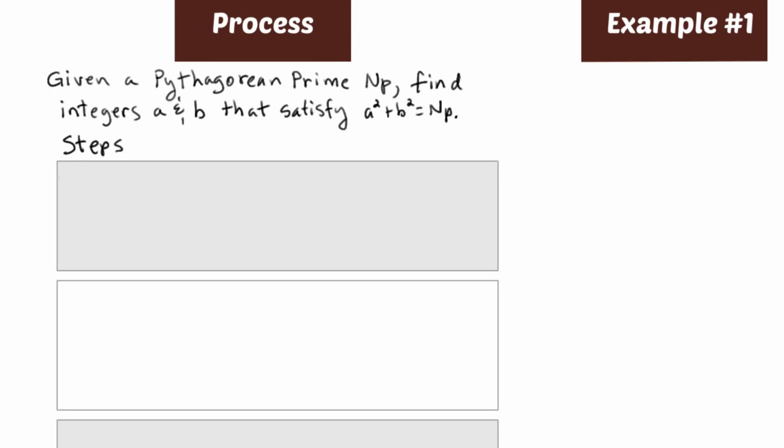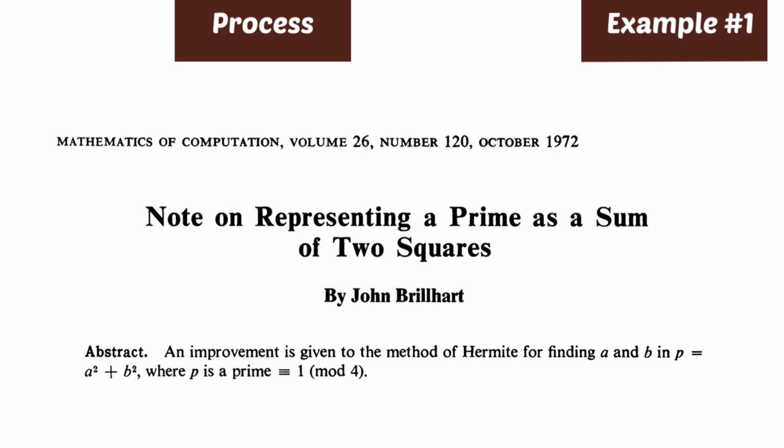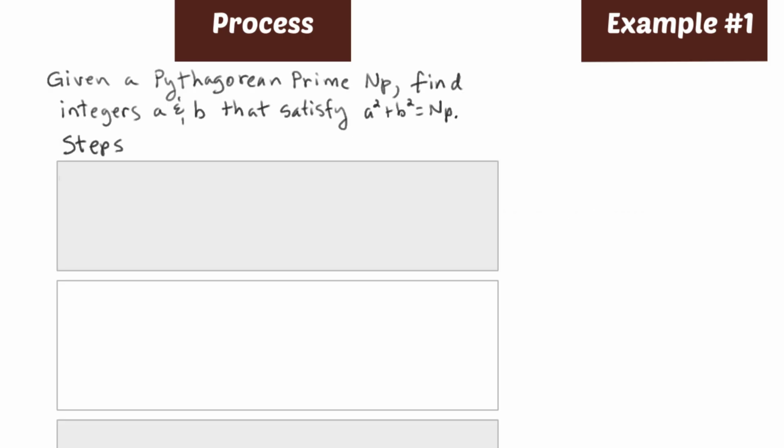We are given a Pythagorean prime n sub p, and we want to find the 2 integers a and b that satisfy a squared plus b squared equals c squared equals n sub p. Also, before we begin, I wish to acknowledge this paper by John Brillhart in 1972. The process we're about to see is based on this paper. The citation is given in the description.